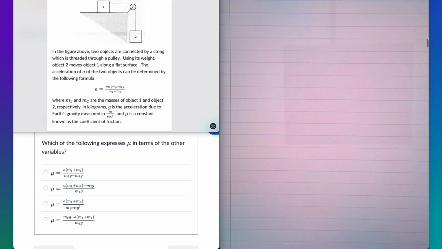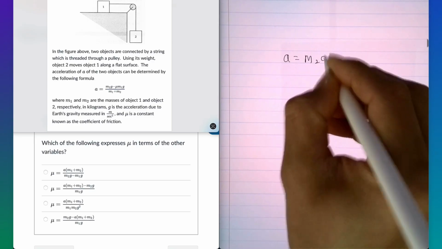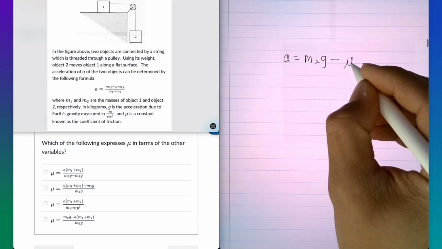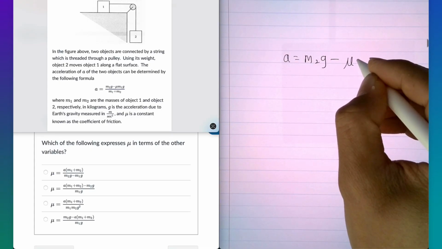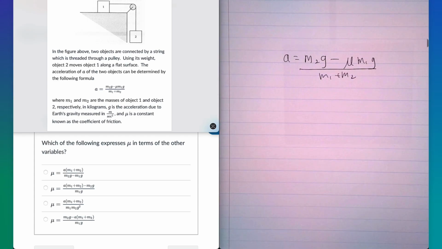Alright, so we got two objects connected by a string, which is threaded by a pulley. Using each weight, object 2 moves object 1 along a flat surface. The acceleration is a, and the important part of this question is the equation. The acceleration of the system is the second mass times the gravity constant minus mu, which is typically the coefficient of friction, times m1g, over m1 plus m2. So we got the two different masses and g, the acceleration due to gravity.